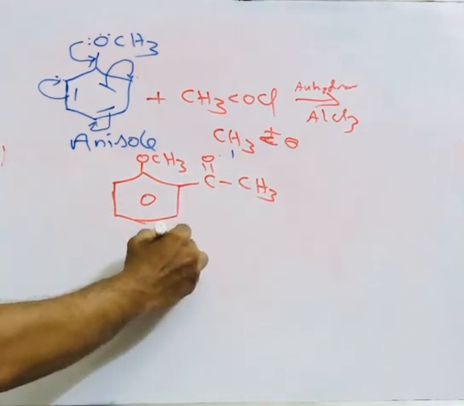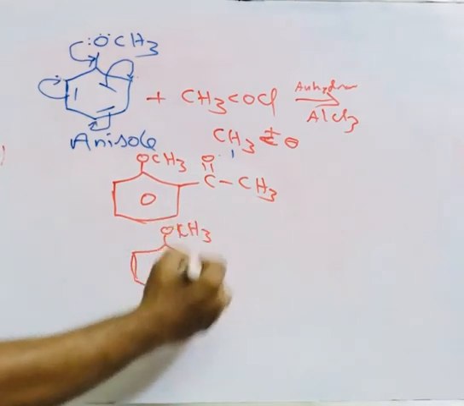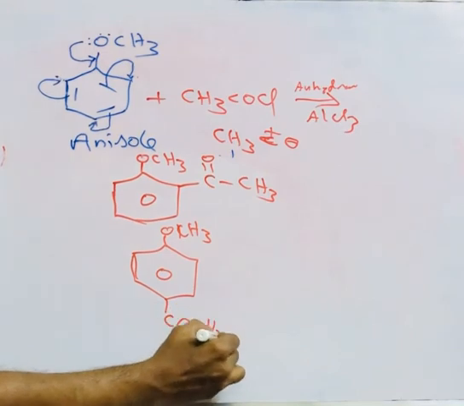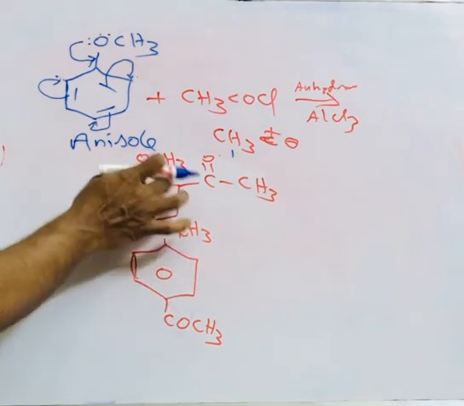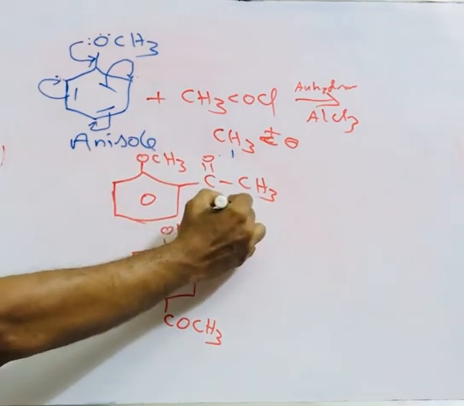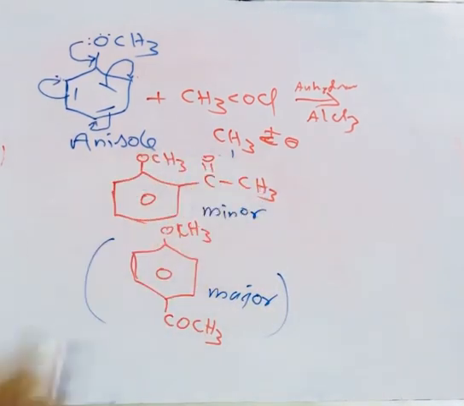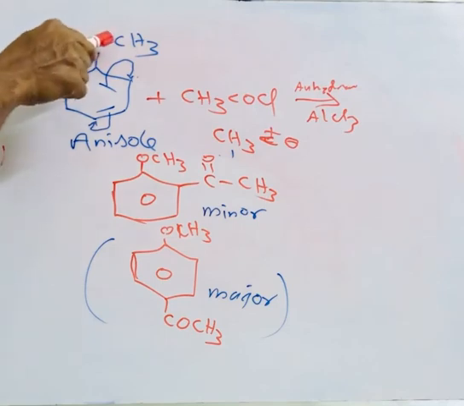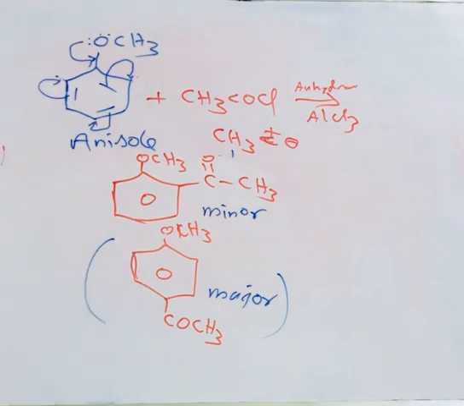One product, this is ortho. Another will be para, OCH3 anisole, and here COCH3. You can write simply COCH3 or C double bond O CH3, both are the same. One will be the minor and one will be the major. The para is major because it has symmetric nature, but the ortho is crowded near each other, so it is the minor product. So more amount will be this and less amount will be this, but both are possible because the incoming electrophile position will be decided by the already existing substituent on the benzene ring.